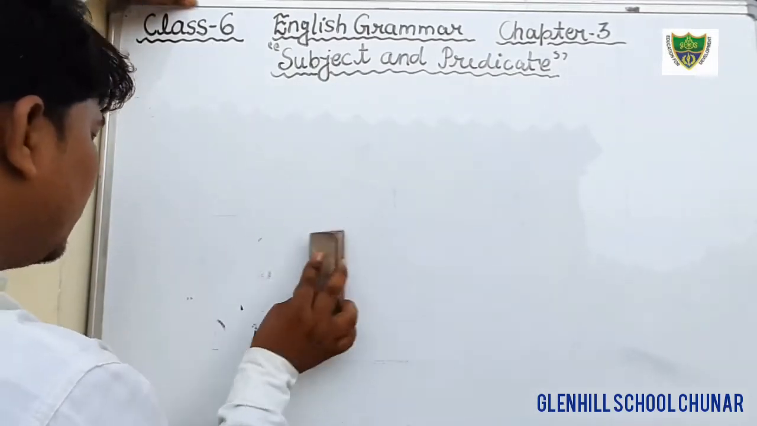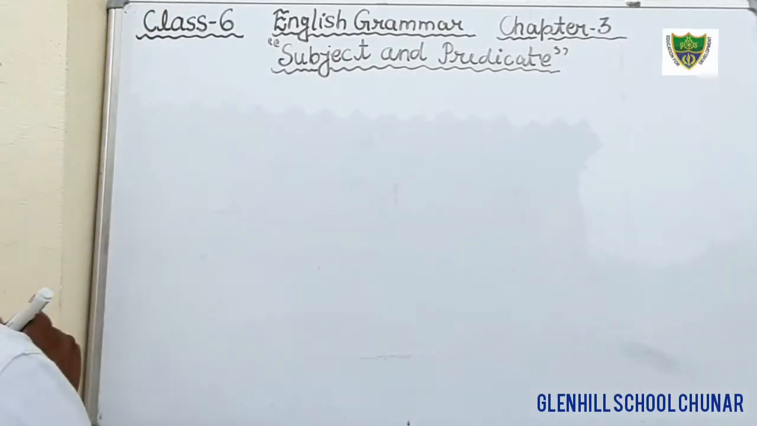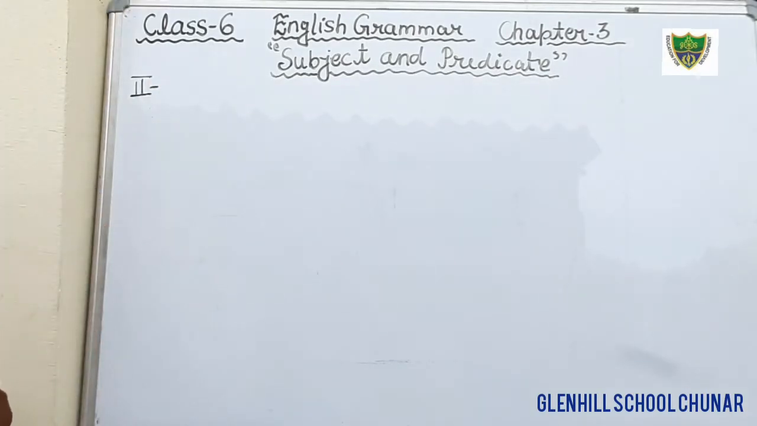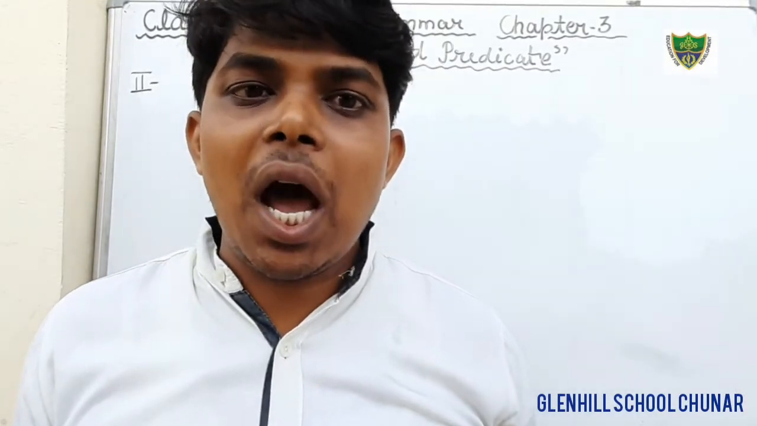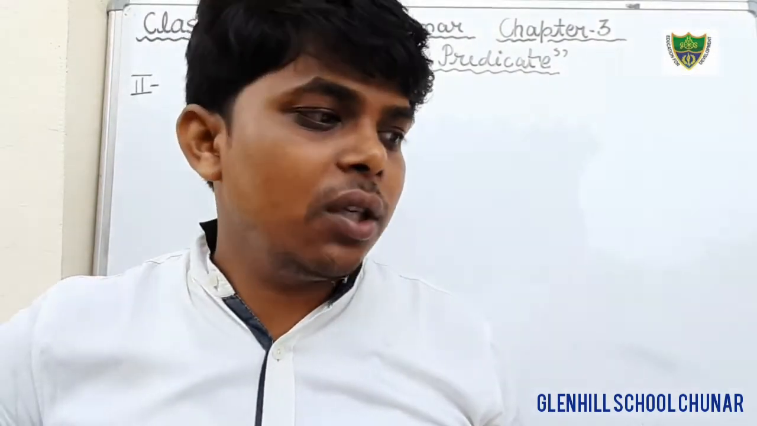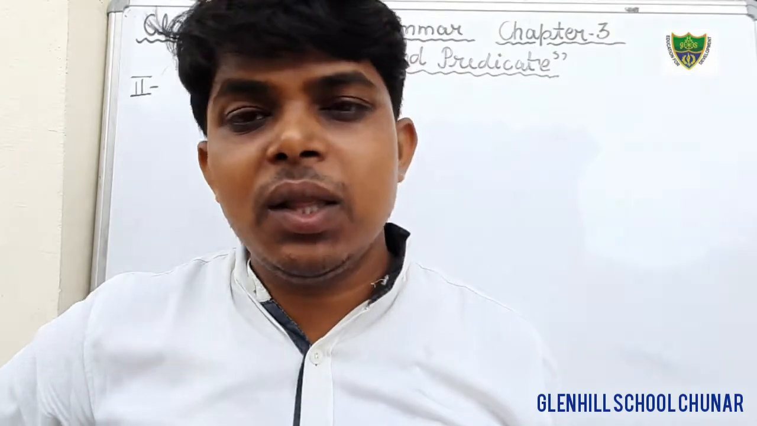Now we will see the second exercise which is given on page number 16. Just see here, page number 16, exercise number 2, and here we have to choose the predicate. In exercise number 1, we had to select the subject, but in this question we have to select the predicate. And just see the first question: elephants are roaming in the forest. Here the options are given.